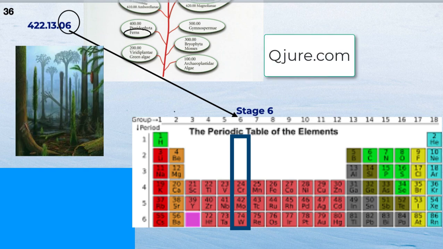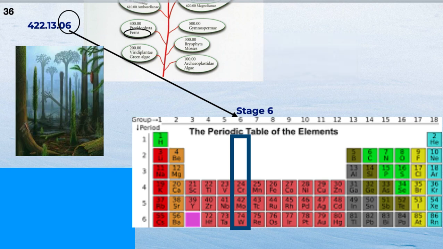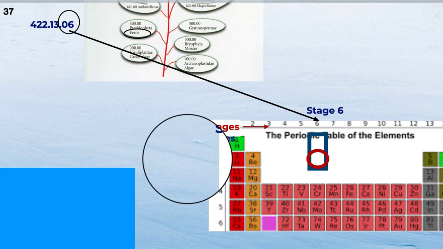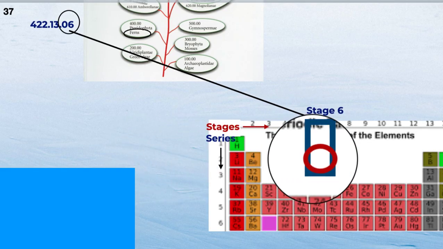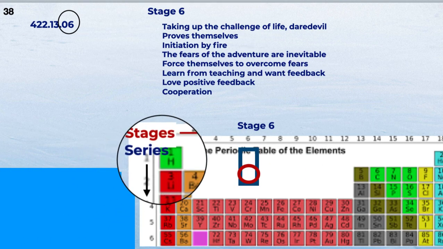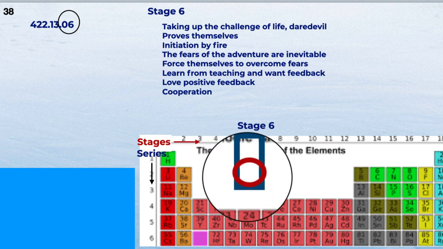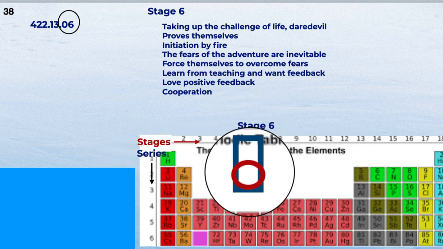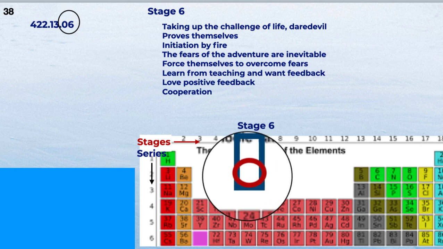But this is a stage, okay? So the stage is here, stage 6. And where's Lycopodium? Lycopodium is here. So the series is here, and Lycopodium is on this row. It's in stage 6 and on this row here, okay? And you find this in Cajur.